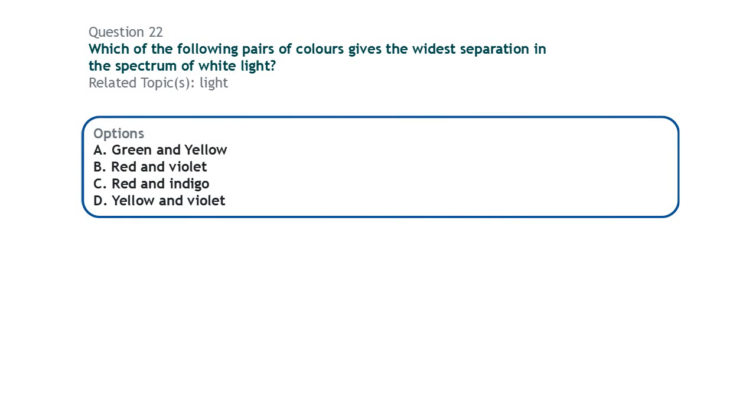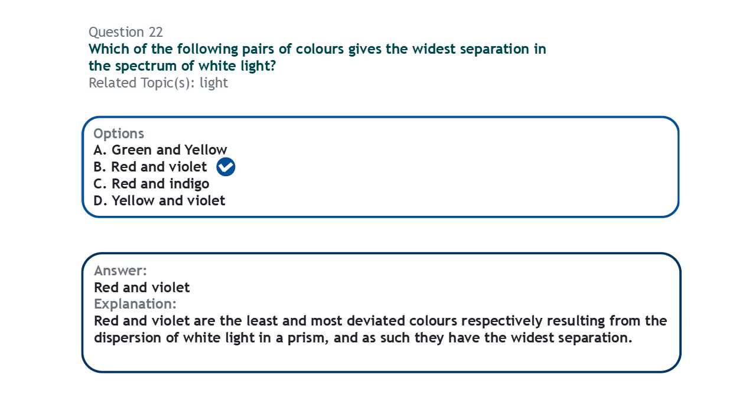Next, also on light, which of the following pairs of colors gives the widest separation in the spectrum of white light? Alright, in the dispersion of white light, the least deviated is the red and the most deviated is the violet. So the one that has the widest separation in the spectrum of white light is the red and the violet. They have the greatest separation.